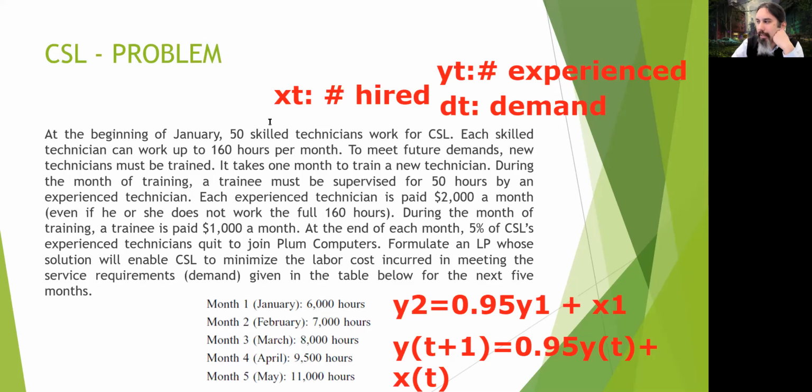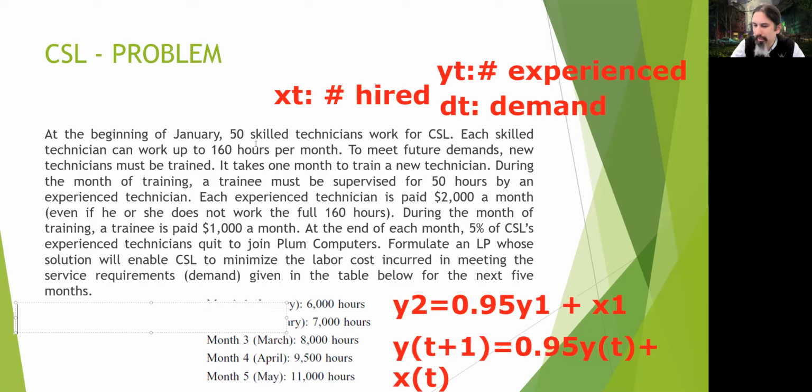How many technicians do I have in the first month? Skilled technicians. 50, right? Y1. 50. How many hours does each one of them have? 160. So my total number of hours is 6,000 for the first month, right? Pretty good. So using those hours, I have to find a way to deliver 6,000 hours. It's easy, but how?